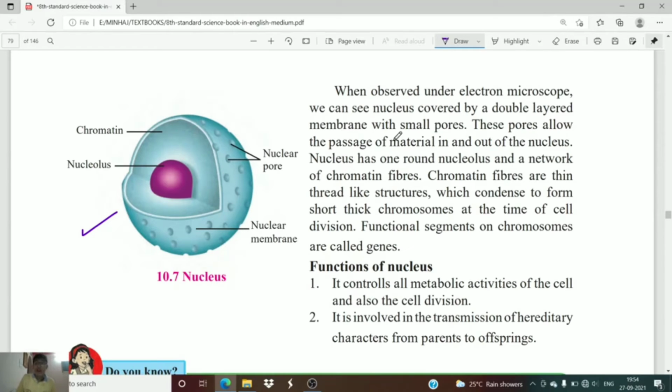Now when observed under an electron microscope, we can see the nucleus covered by a double layered membrane with small pores. These pores allow the passage of material in and out of the nucleus. Now the nucleus has one round nucleolus and a network of chromatin fibers. Chromatin fibers are thin thread-like structures which condense to form short, thick chromosomes at the time of cell division. Functional segments on chromosomes are called genes.